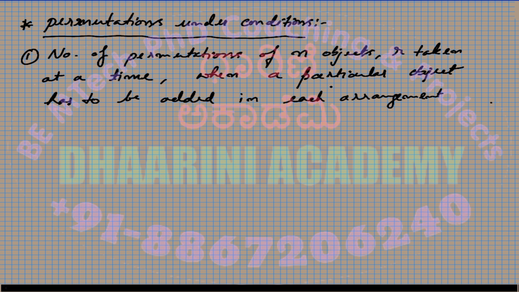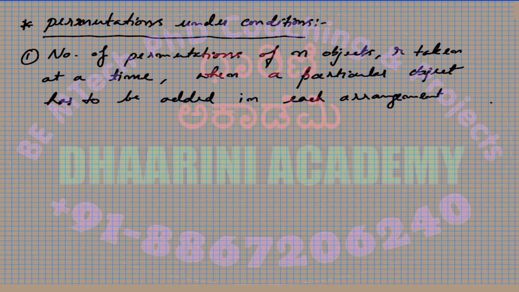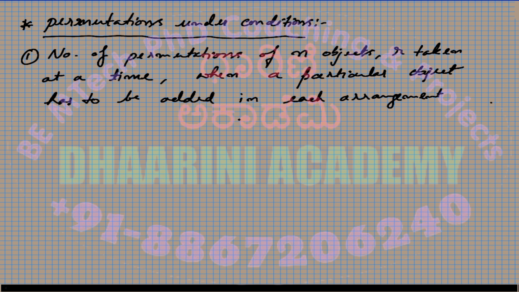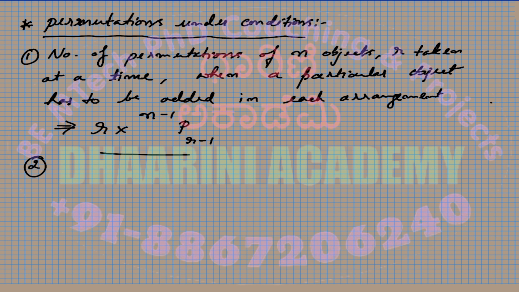In each arrangement, one of the objects has to be added at any cost, right? So if that is the case, at each arrangement, that is given by r into (n minus 1)P(r minus 1). Okay, that's the first point to remember. I just have to remember this value, right? We will use it in problems.